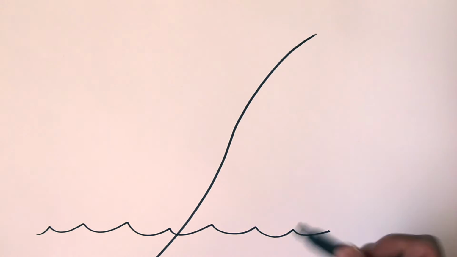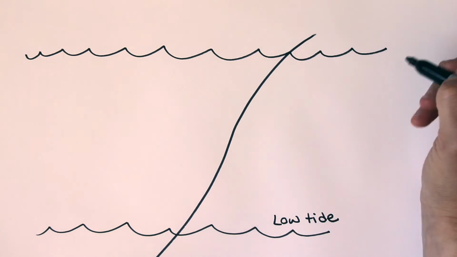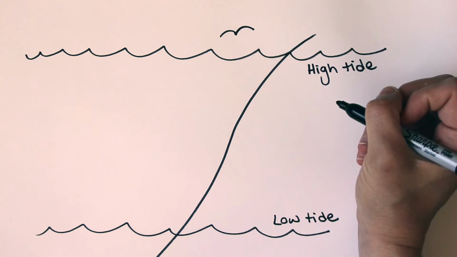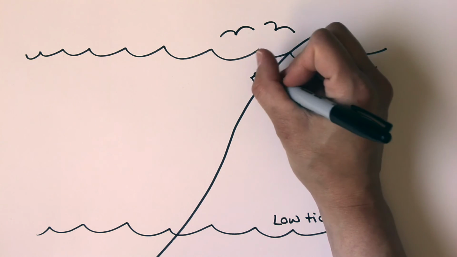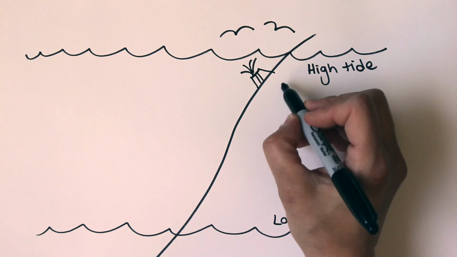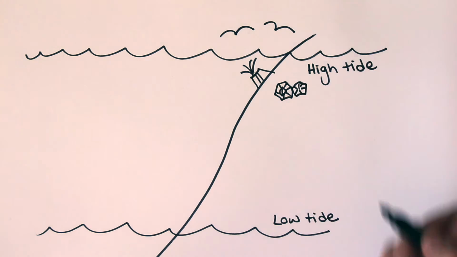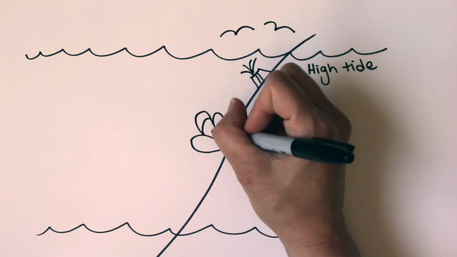Here we have a rocky shore with a low tide zone and a high tide zone. Above the high tide zone, we have predators like birds, and it's dry, so not many marine species want to live there. Just below high tide, we have barnacles. They only like to be a little bit wet. Below, we have mussels. They need to be wet about half the time.